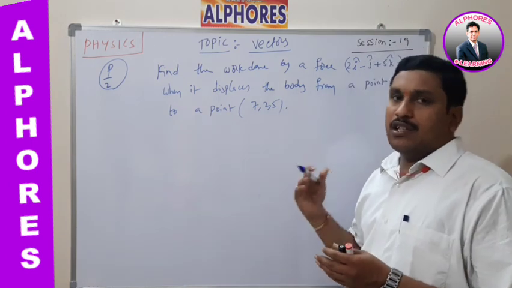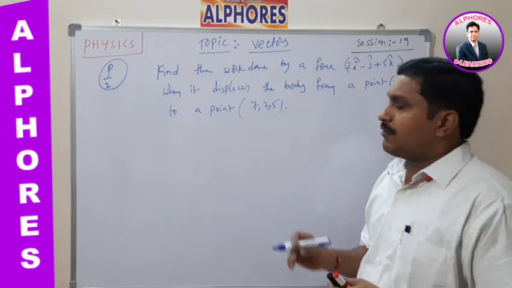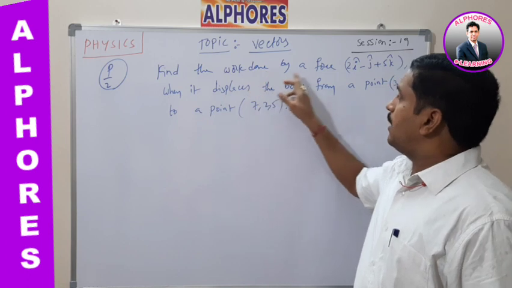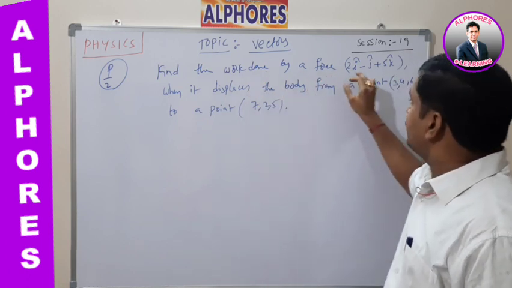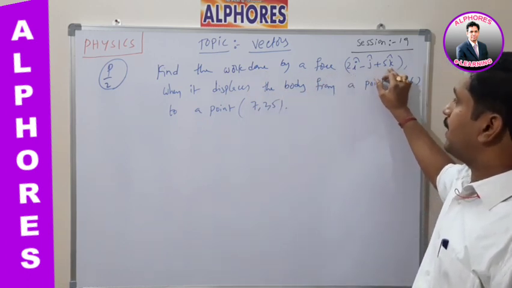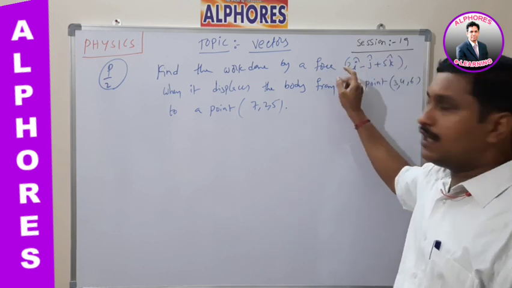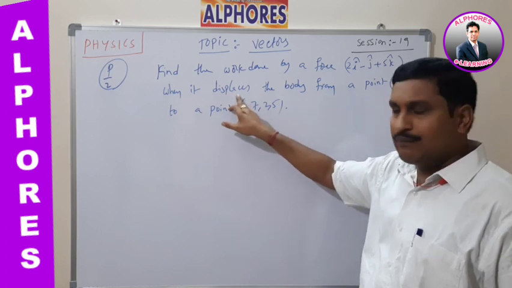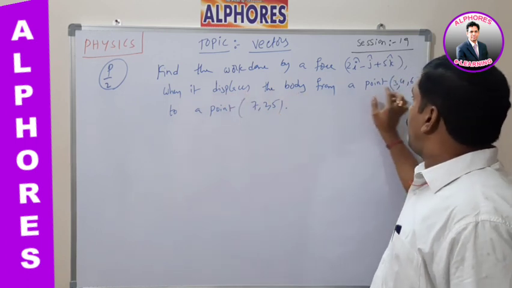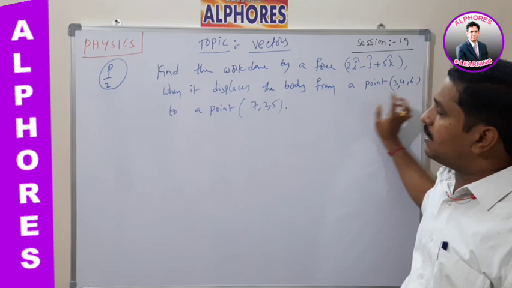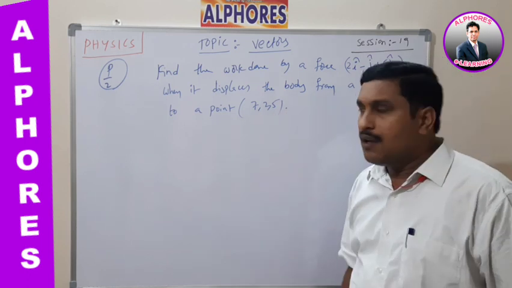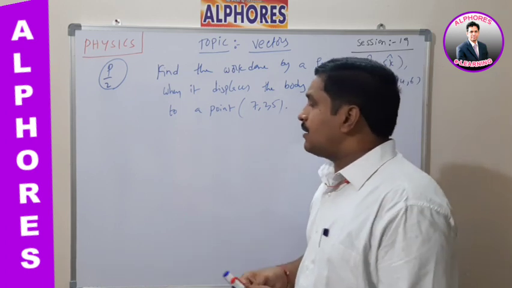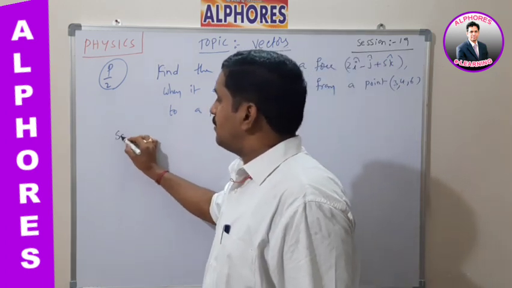So this is also related to the work done concept only. Now how to solve this type of questions again? What is the formula for this one? Find the work done by a force 2I cap minus j cap plus 5k cap. This is the force vector I am giving. Due to this application of external force, the body is displaced from a point like 3, 4, 6 to another point 7, 2, 5. Now from this data we have to find the work done again. Now what is the method to solve this one? According to the solution.